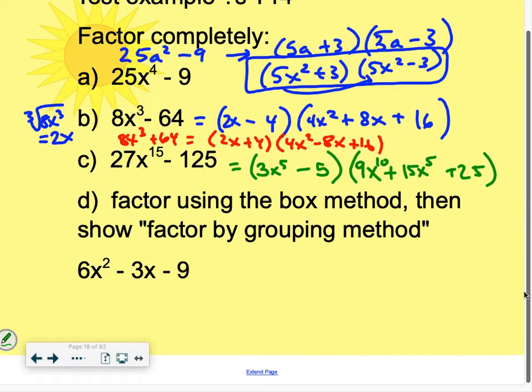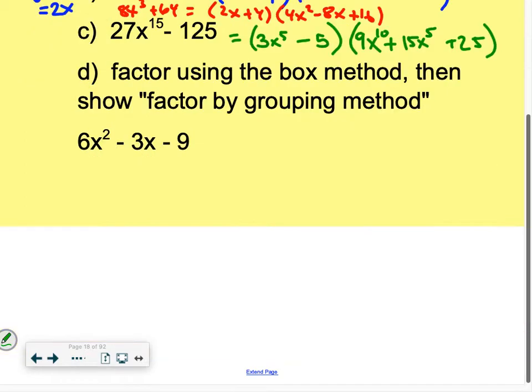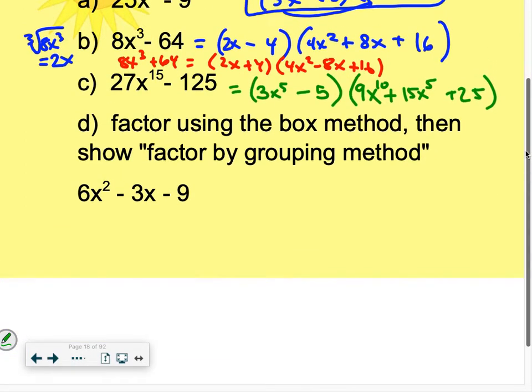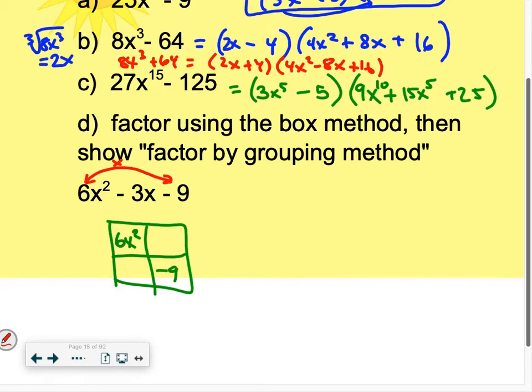So now, for the last one on this page, factor this using the box method. So this is a plain old quadratic. So the box method would say to put the first and the last terms in the corner, and then you have to answer what I call the magic question. You find two things that multiply to the product of the first and last, which would be negative 54x squared, and add to the middle term, the negative 3x.